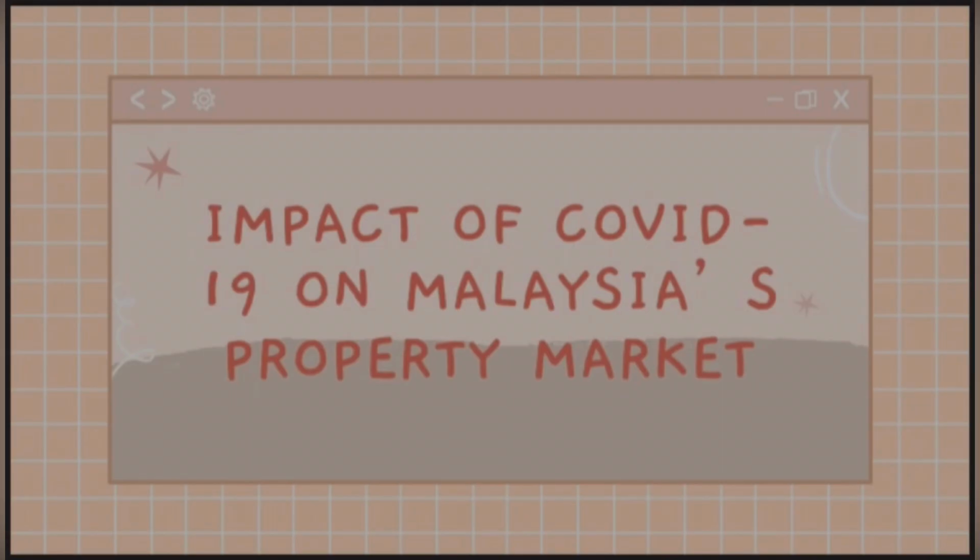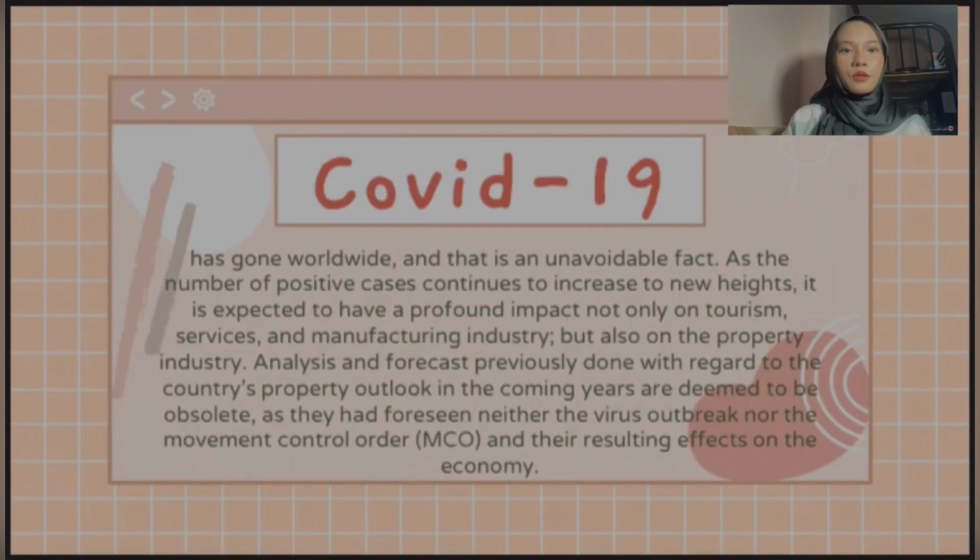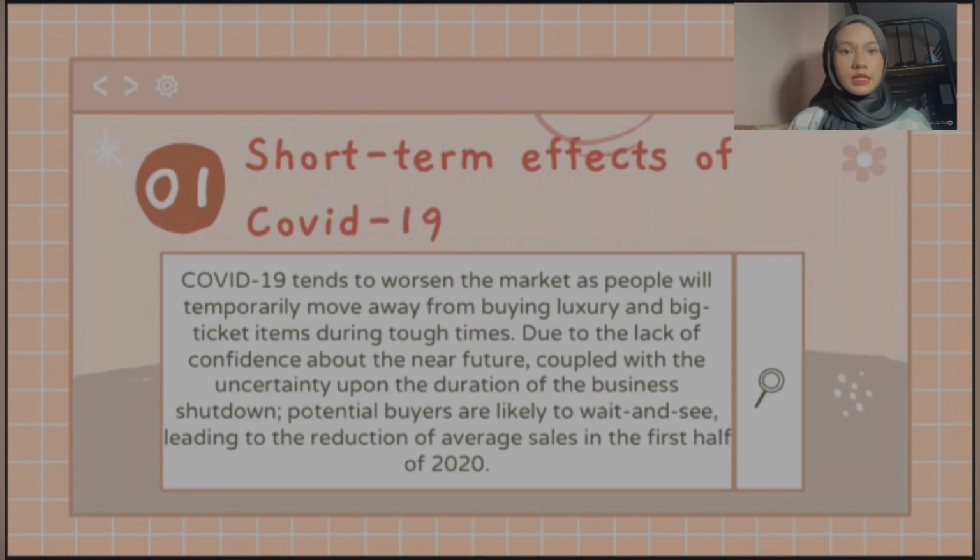Impact of COVID-19 on Malaysia's property market. COVID-19 has gone worldwide, and that is an unavoidable fact. As the number of positive cases continues to increase to new heights, it is expected to have a profound impact not only on tourism, services and manufacturing industry, but also on the property industry. Analysis and forecasts previously done with regard to the country's property outlook in the coming years are deemed to be obsolete, as they had foreseen neither the virus outbreak nor the Movement Control Order (MCO) and their resulting effects on the economy.